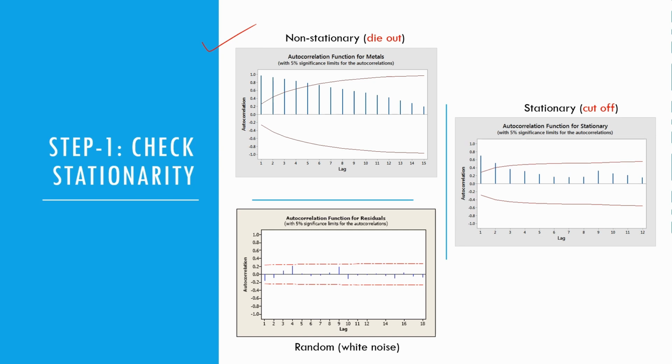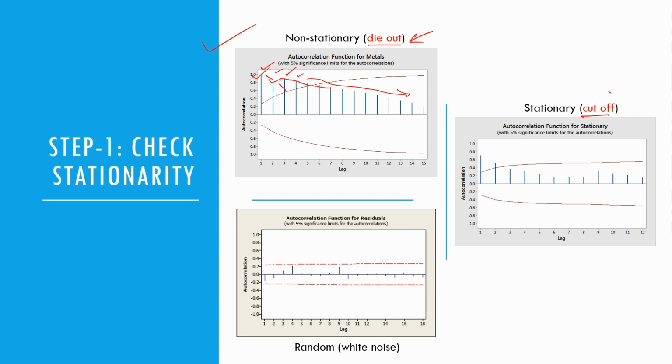Now, for stationarity you have to understand two terms: one is dying out and another is cut off. What do you mean by die out? Die out means the autocorrelation columns reduce gradually, not suddenly. This is the first column, this is the second column. The second column is a little lower than the first one, the third is a little lower than the second, and so on. Therefore, this is dying out.